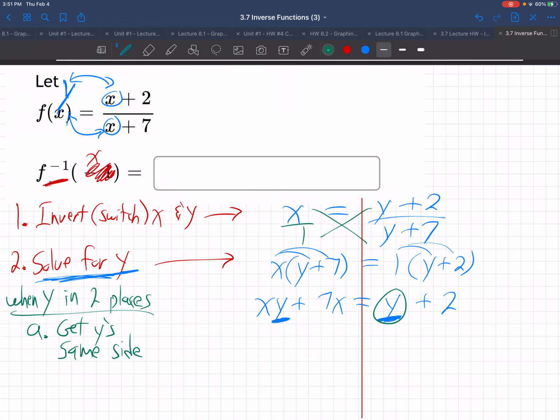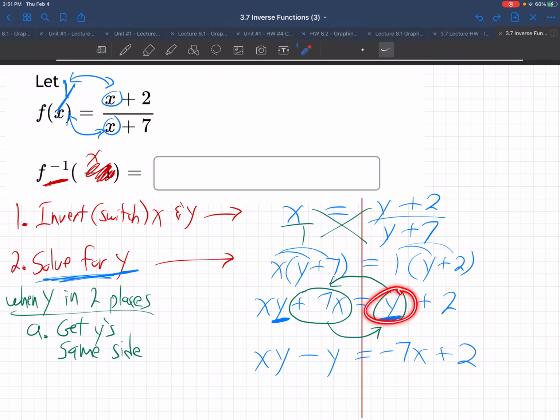So I'm going to grab this guy and jump him over here, and grab this plus 7x and jump him over there. Do you know that when you jump things to the other side, it just switches the sign? So it'll become xy minus y. This will become minus 7x plus 2. You see how that plus 7x became minus 7x when it jumped to the other side, and the regular plus y jumped over here and became a minus y.